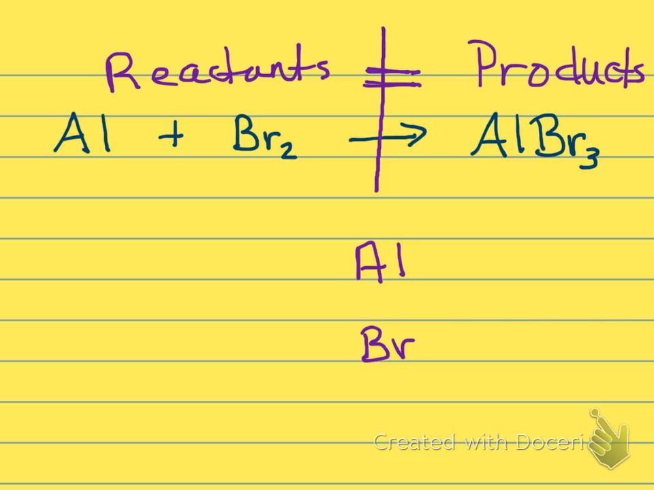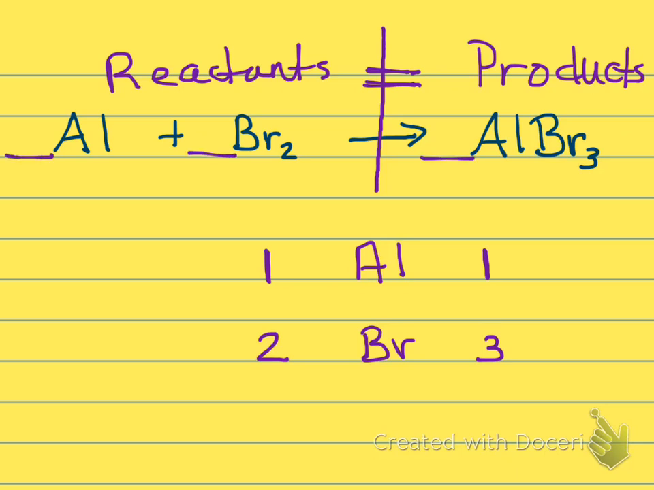So how many aluminums do I have in my reactant side? Count them up. I've got 1 aluminum. How many bromines do I have on my reactant side? Br2, so that's 2 bromines. On my product side I count. I have 1 aluminum, and on this side I have 3 bromine. Okay, so this is just a tally of how many reactants and products I have.